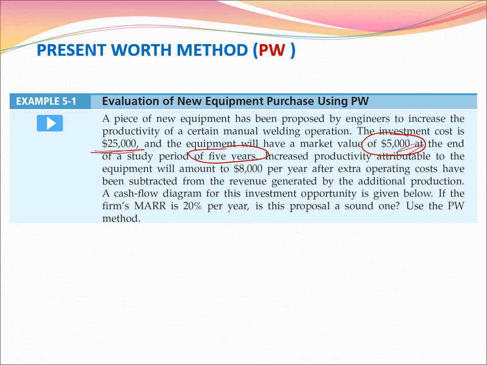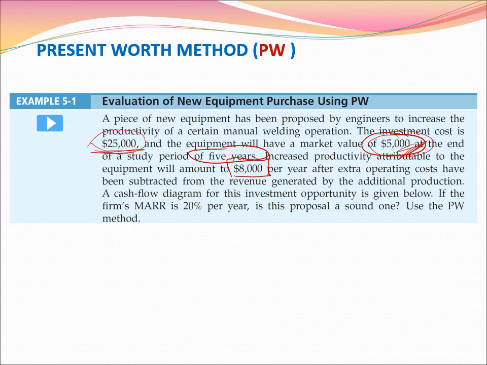So at the beginning of the project, we are buying this equipment. At the end of the project, we are reselling it. Initially, we are paying this amount to buy the equipment, and at the end, we are earning this amount after selling it. And it says that increased productivity attributable to the equipment will amount to 8,000 per year after extra operating costs have been subtracted from the revenue generated by the additional production. So what does it say? Each year the net earning of this project will be $8,000. That's it.